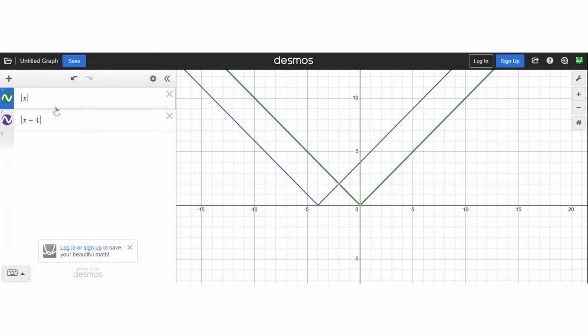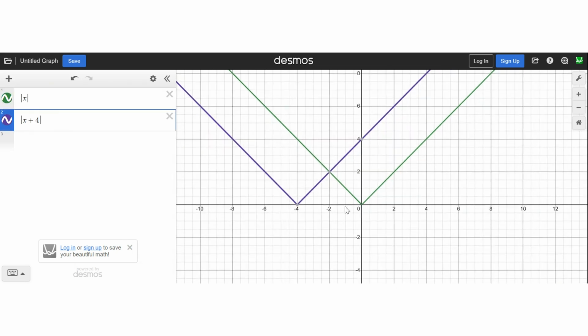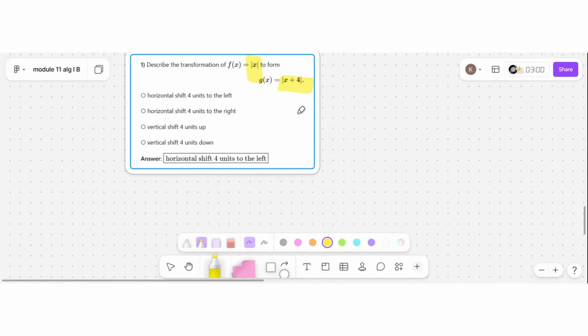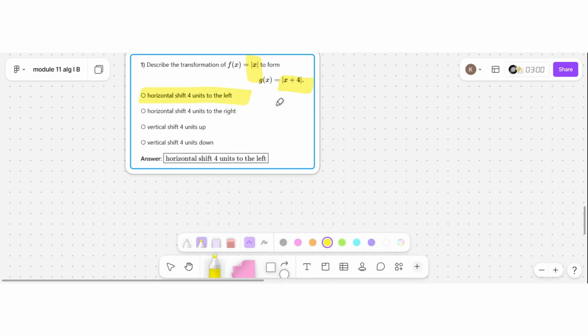And the question is asking us to describe the transformation from the green one, |x|, to the purple one, |x + 4|. So we always go from the vertex. So we're going from this dot to this dot. And if we zoom in, let's go ahead and count. We're going over 1, over 2, over 3, over 4. We're going to the left 4, from going from green to purple from the vertex. 1, 2, 3, 4 to the left. So that would be horizontal, shift 4 units to the left. It would be the top one is the correct answer.